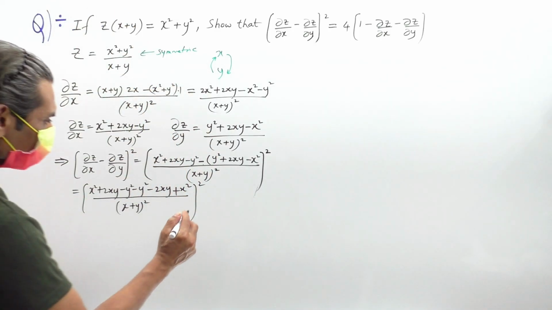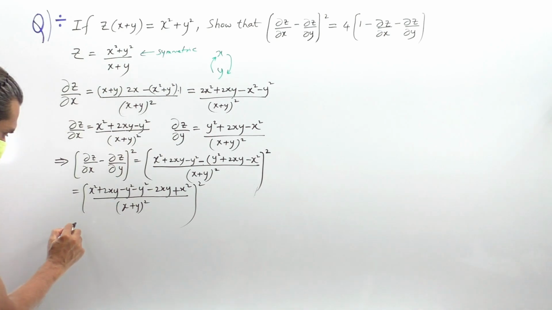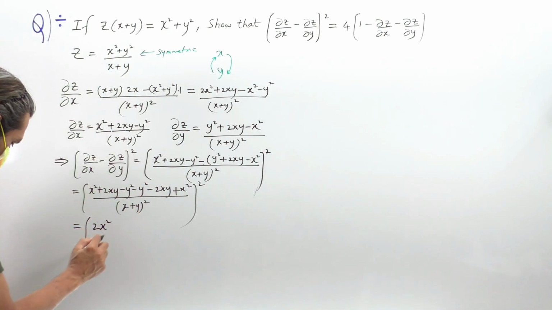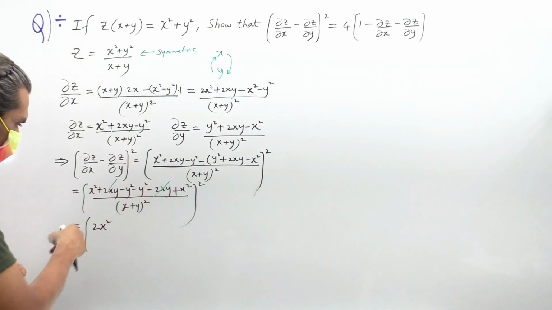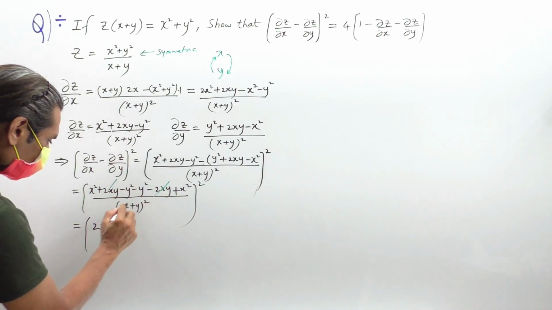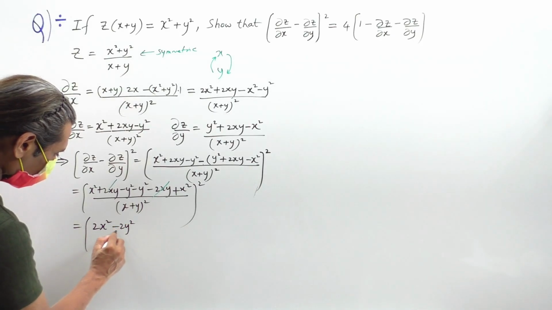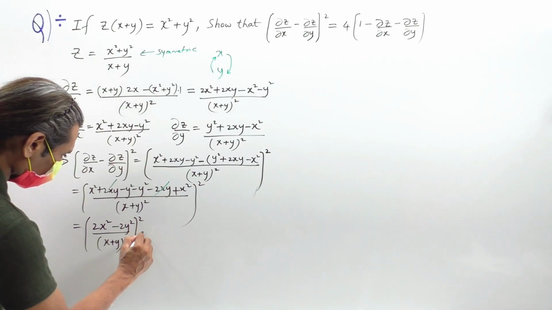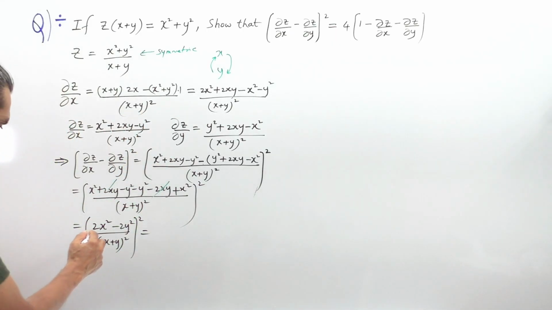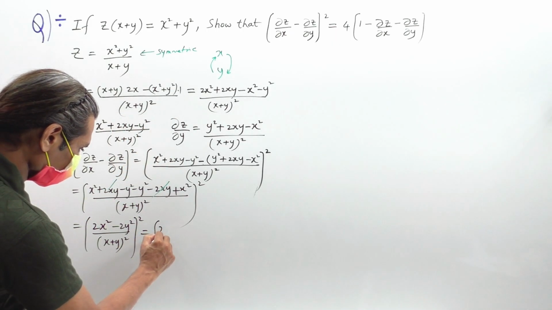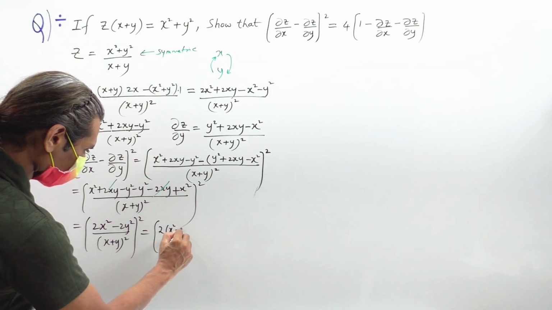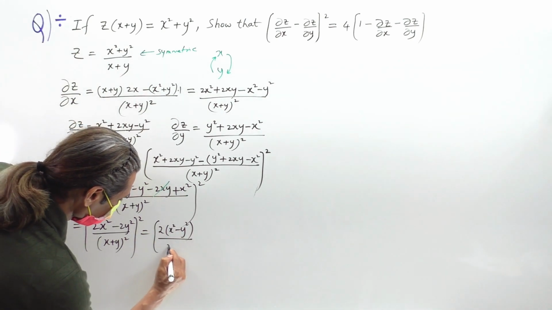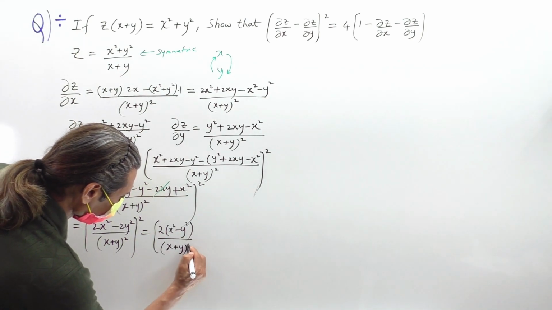Okay. Now, again this will be x square plus x square is 2x square, fine, and here 2xy cancels, and minus y square minus y square is minus 2y square, upon x plus y the whole square, this square. This is again, see, I can take here 2 into x square minus y square, right, 2 into x square minus y square whole divided by x plus y the whole square.